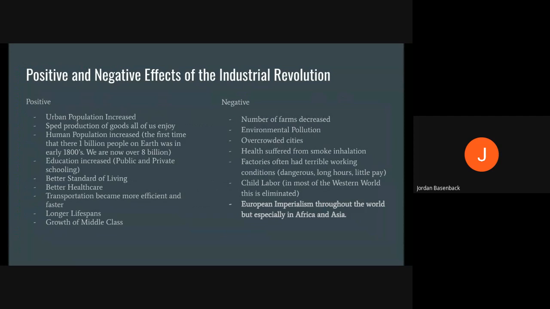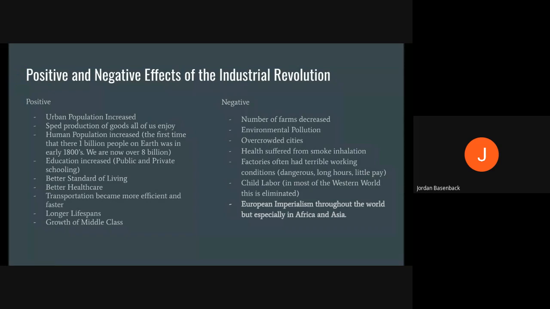We're also seeing education increase. Public schools for the first time start opening up. Private schooling expands. More people can read, write, and do math than ever before. And this is a positive. And then a better standard of living, including better healthcare, more people with more money, more people with free time on their hands, especially after labor laws changed.